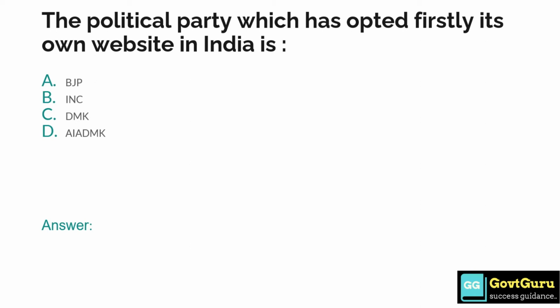The next question is the political party which has opted firstly its own website in India is option A BJP, option B INC, option C DMK, option D AIADMK. So the correct answer is option A, that is BJP.